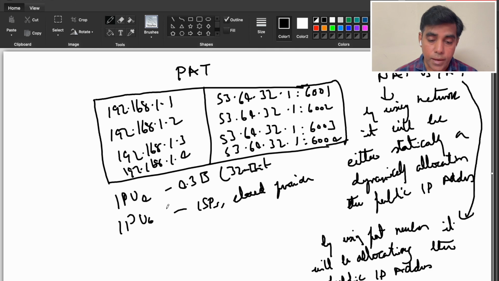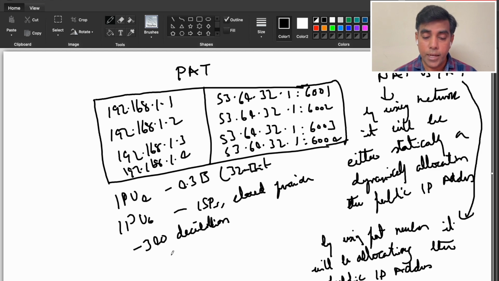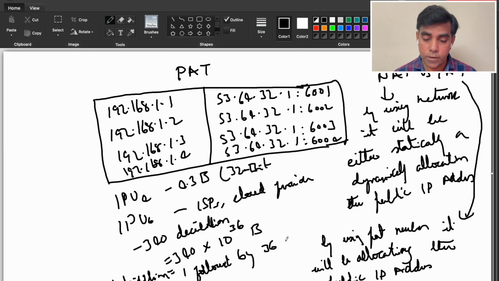Whereas in IPv6 address, how many do we have? We have 340 undecillion. This means it is equal to 340 times 10 to the power of 36. Each undecillion is 1 followed by 36 zeros. So this many addresses means practically infinite.